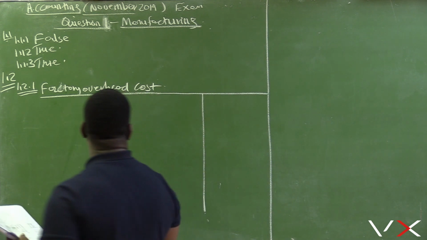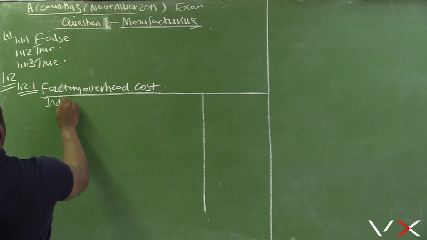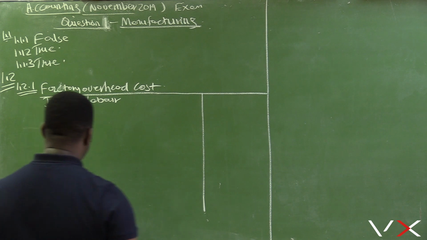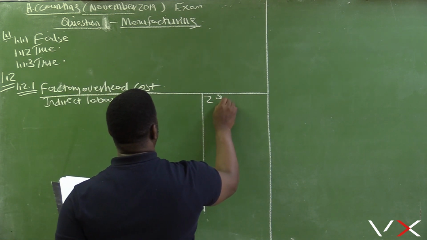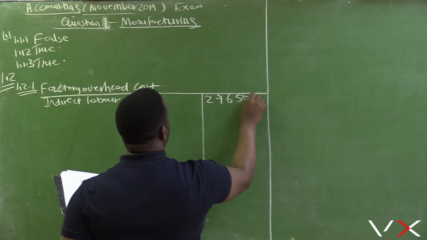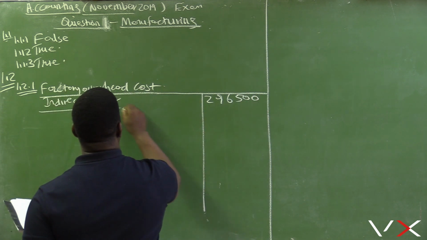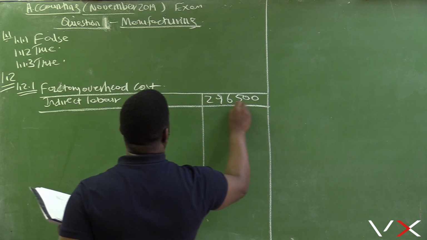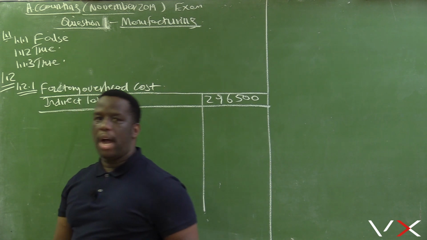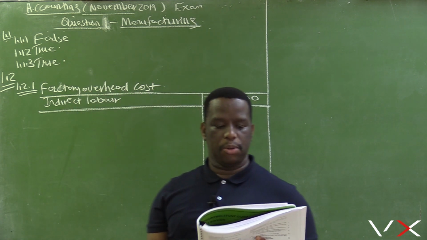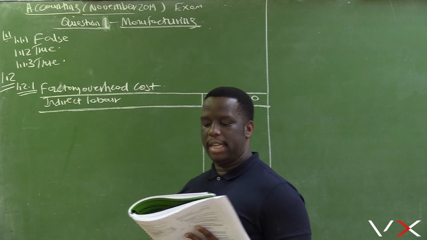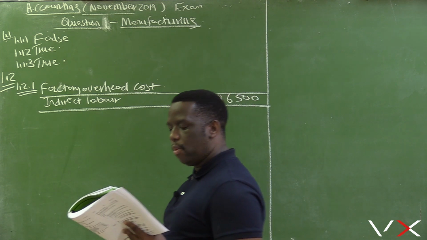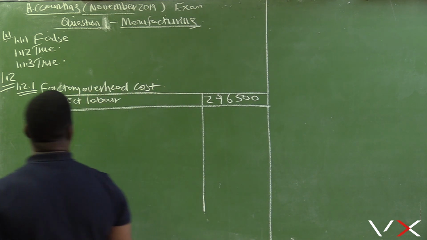Indirect labor is also part of factory overheads, and the amount is 296,500. We are referring to money paid to workers who are not directly involved in the production process. Because there is no adjustment to this amount, we take it as it is in the pre-adjustment amount, which is 296,500.